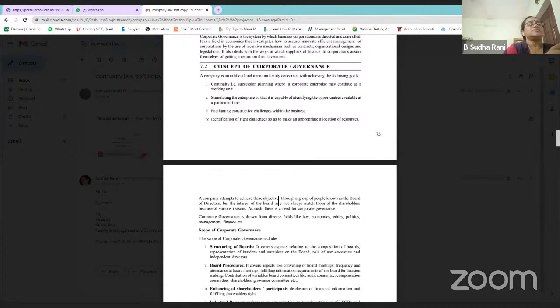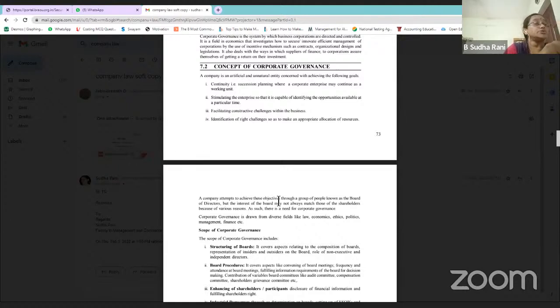Supplying the goods and making sales may happen in different ways: increasing the sales by reducing the price, or increasing the quality while retaining the same price. So, one after the other, by achieving small targets or challenges, a firm is able to reach a larger target. So facilitating constructive challenges is another concept of corporate governance. Identification of the right challenges so as to make an appropriate allocation of resources. Yes, what is the right challenge? Say, 1 crore sales. So what is the right challenge here?